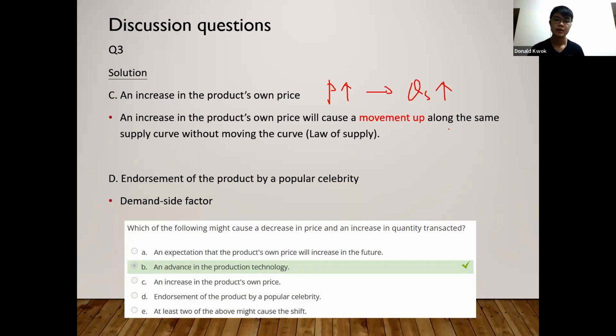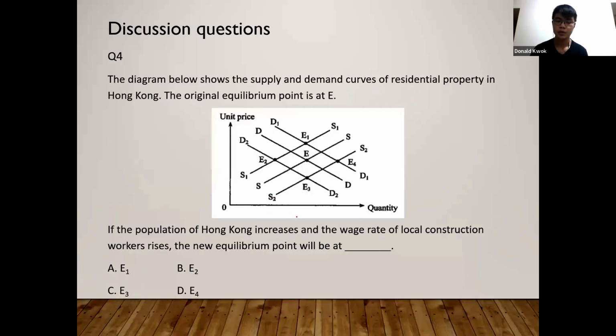All right, and finally, D, endorsement of the product by a popular celebrity. So imagine you are a consumer buying the product and you are watching the advertisement by the popular celebrity, then you will be more attracted to the product. Then the demand for the good will increase. And anyway, this is affecting the demand side of the good instead of the supply side. Okay, so the only correct answer to this part is B. Okay, so please take a look at question 4.